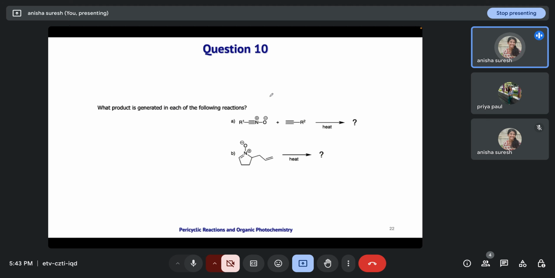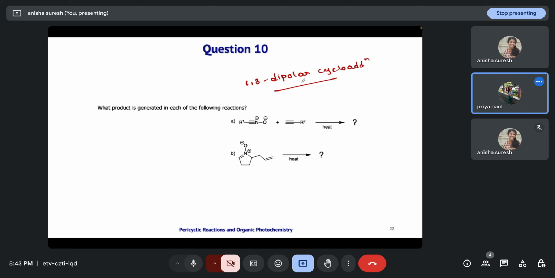Now, coming to the next question: what product is generating in each of the following reactions? This is a 1,3 dipolar cycloaddition question. This one is a nitrile oxide reaction and this is a nitrone reaction. This is an intramolecular version of the 1,3 dipolar cycloaddition reaction. So you try to work it out, then we will see what product is forming.